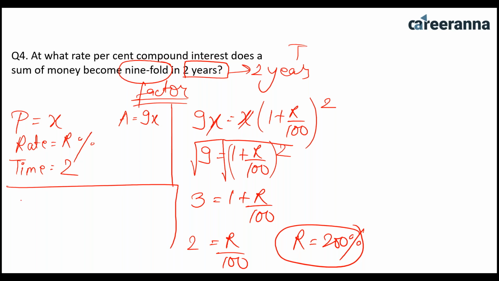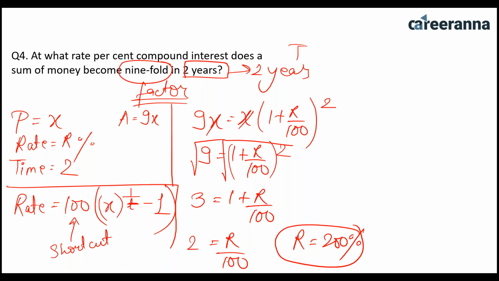If I talk about its shortcut, rate is directly equal to 100 into (whatever the factor is) power 1 upon t, minus 1. This is the shortcut formula. See, I'll tell you how it goes. As you can see here, I cross multiplied 100, so here I multiplied 100. Here you can see I took the square root, that means I took power 1 upon t, and here also I did minus 1. So this is how generally it works.